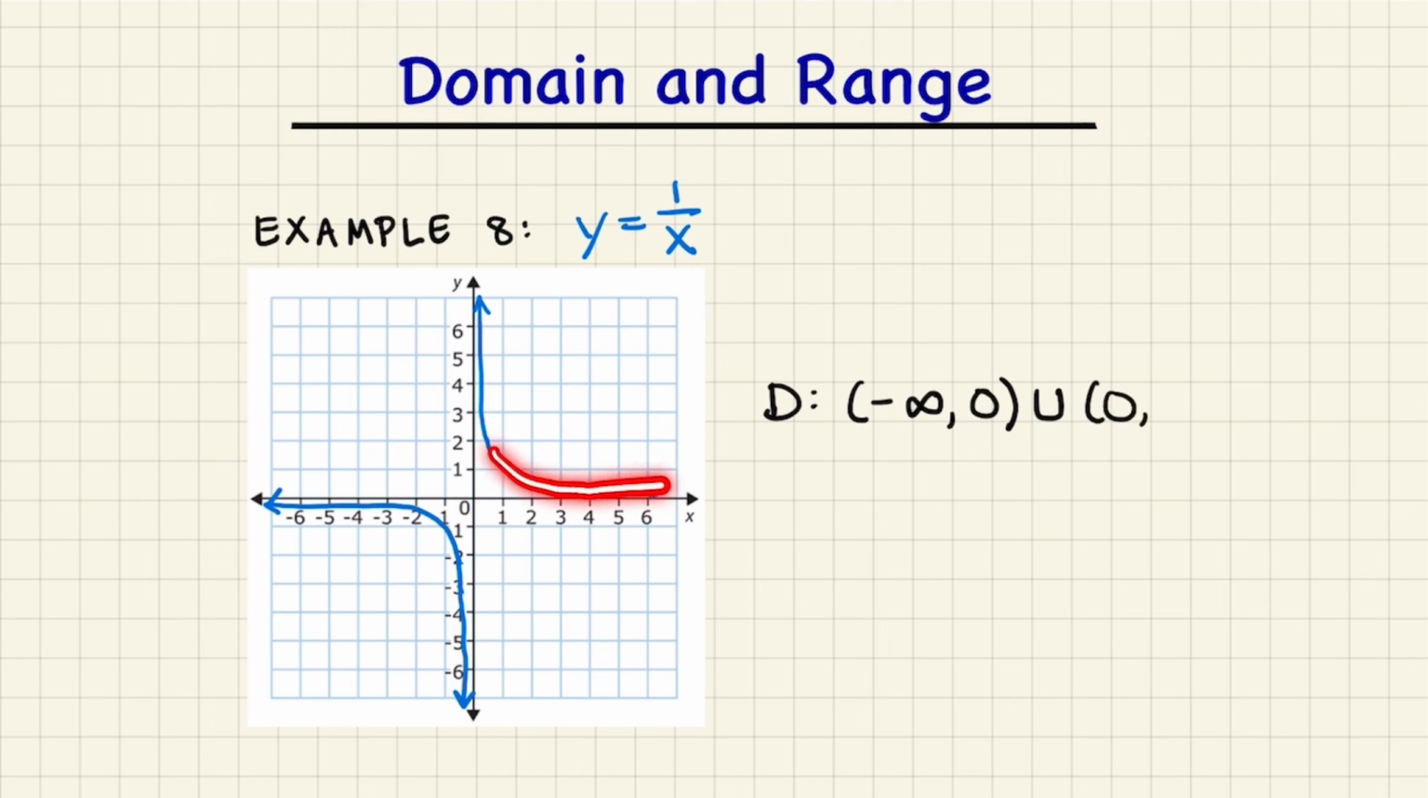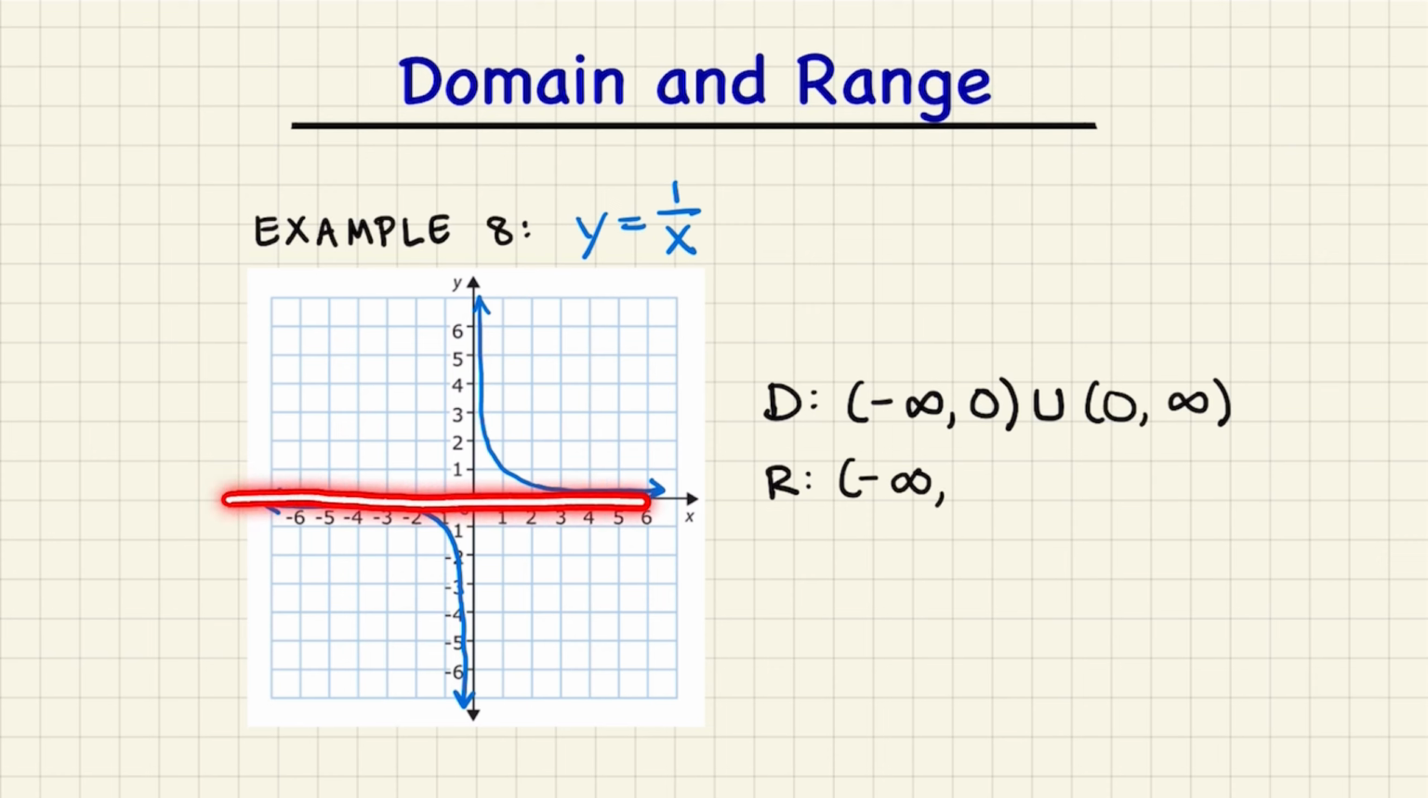And then this continues infinitely in the positive x direction, so to positive infinity. So that's our domain. And then our range, our lowest value, this continues in the negative direction. So our lowest value is negative infinity again, comma.